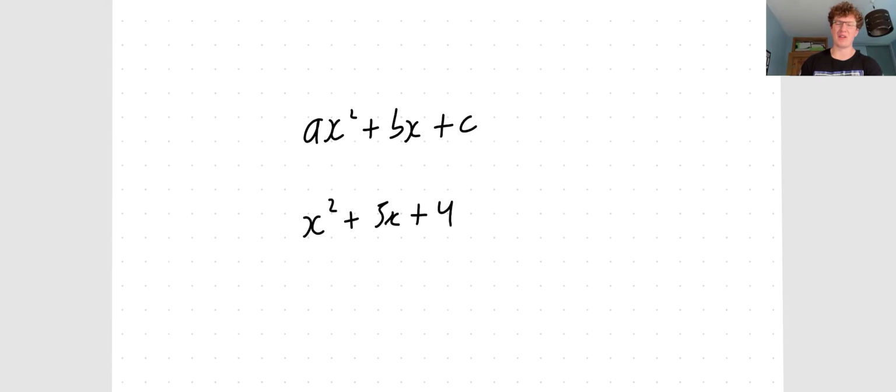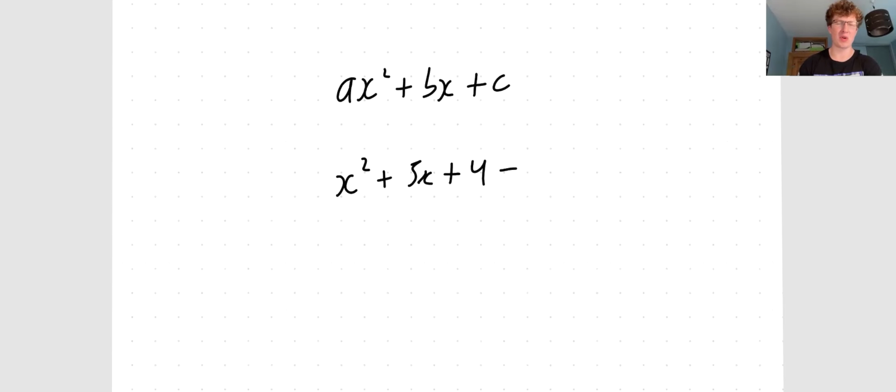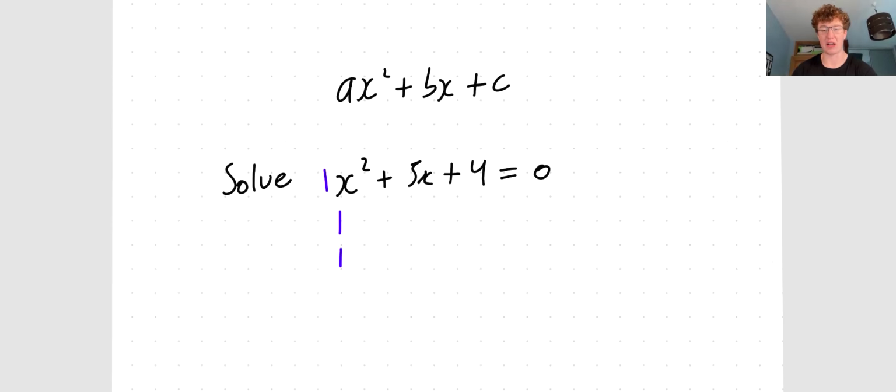First step of solving this, equal to 0. That would be the question you get: solve this quadratic is equal to 0. First step, there's an invisible 1 in front of this x squared, I hope you know. So we're going to write out the factors of the term in front of the x squared and the last term. So the factors of 1 are just 1 times 1. And the factors of 4, they could be 1 times 4, or 2 times 2.